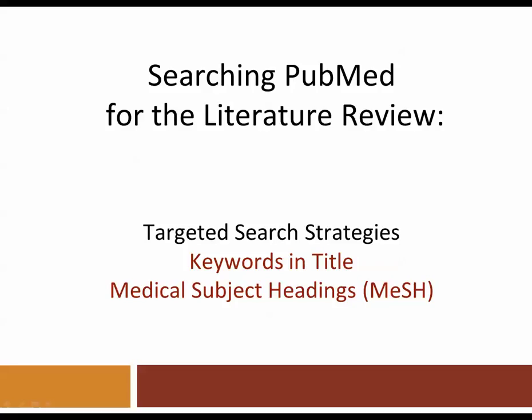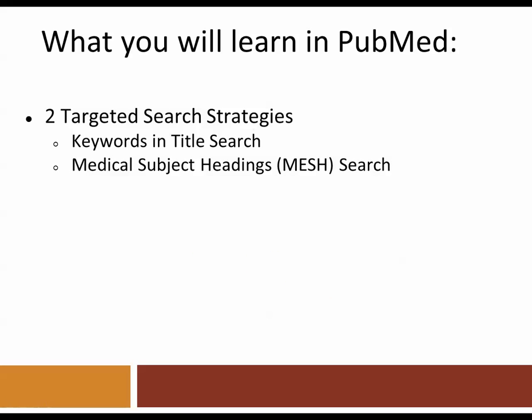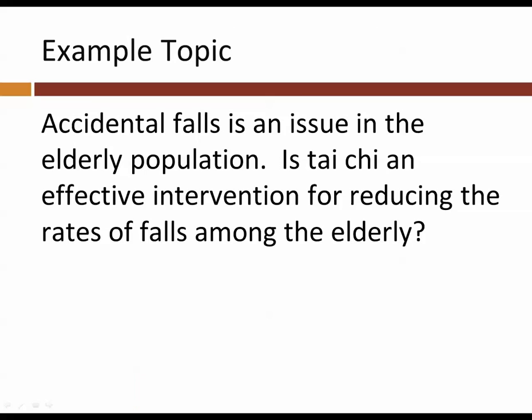In this video, we'll be looking at searching PubMed for the literature review. More specifically, we'll look at using two targeted advanced search strategies: finding your keywords in the title of results, as well as using medical subject headings to find relevant results. Our example topic is again whether or not Tai Chi is an effective intervention for reducing the rates of falls among the elderly.